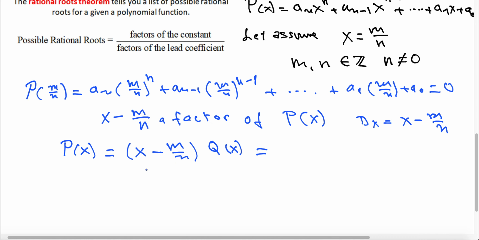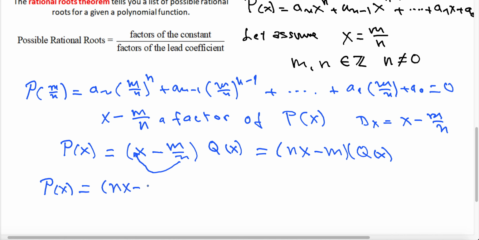But this we can adjust a little bit better. So this n I can write in front of the x, and this I can write as nx minus m times q of x. But now let me write this polynomial function in the form of the factors of a divisor and the quotient of the function. And now p of x is going to be nx minus m times the quotient.